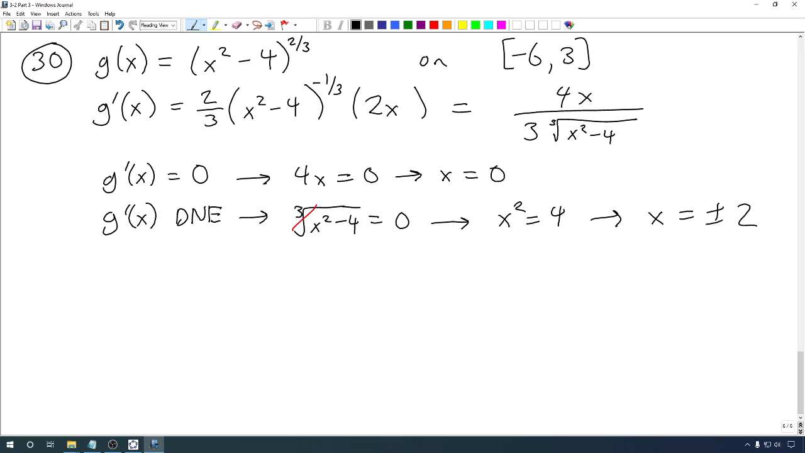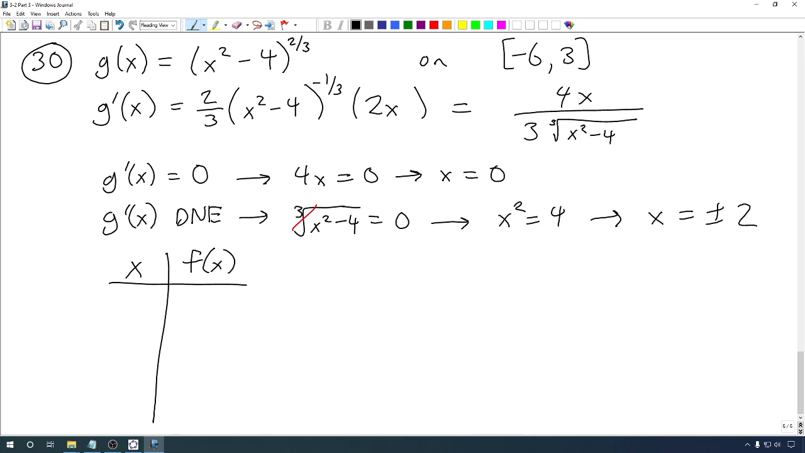These are actually critical points because our function is defined on all real numbers. We can plug negative 2 and 2 into the original function. It's just that the derivative doesn't exist at those points. So we have 3 critical points. In fact, 0, negative 2, and 2 are all in this interval. We have a lot of things to look at. This is where making a table comes in really handy.